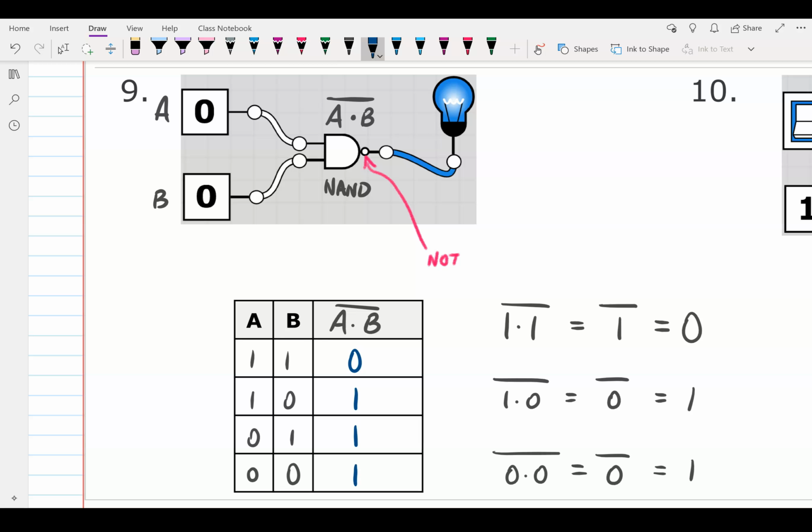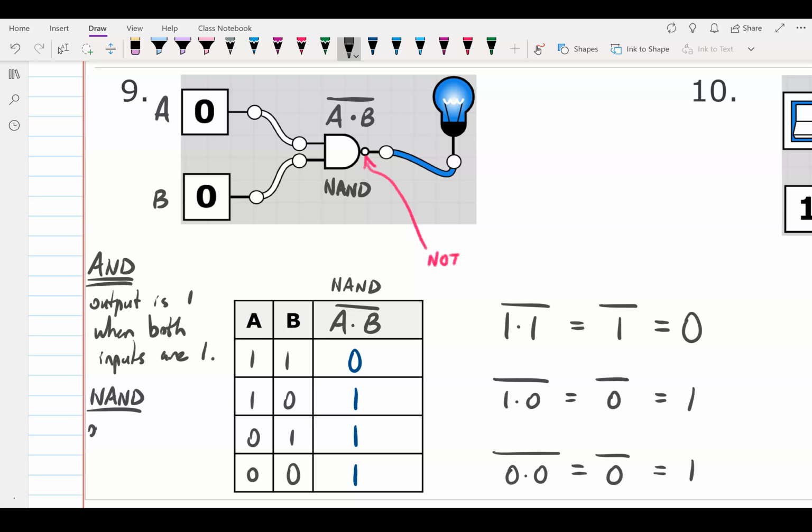So a NAND gate, once again, this is called NAND. A NAND gate takes and then flips it inside out. So normally, and is, I'll say output is 1 when both inputs are 1. So NAND, it means the output is 0 when both inputs are 1, because it's this very annoying opposite operation going on.